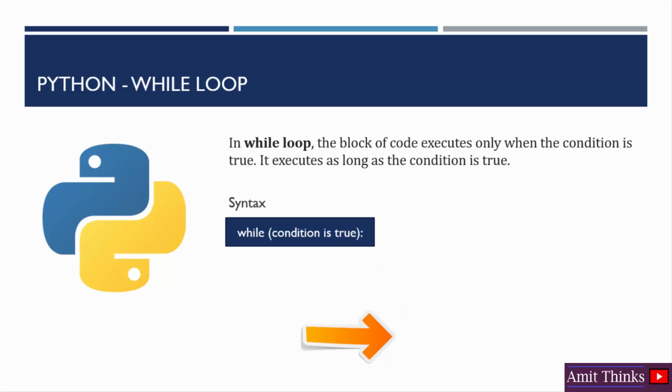In the while loop, the block of code executes only when the condition is true. Here in the syntax, till the condition is true, this while will execute. After that, the execution will stop.